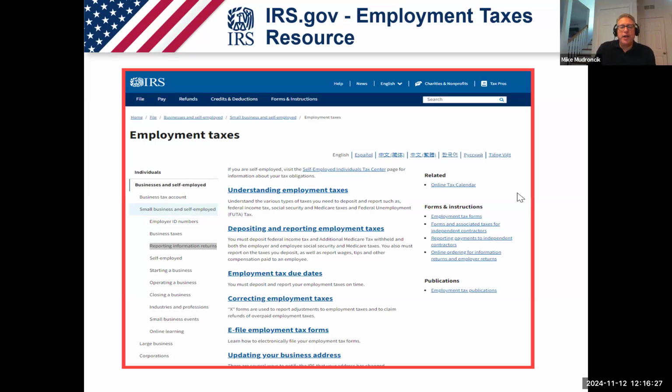There's a link to help you understand employment tax due dates. We always, unfortunately, do see some mistakes being made on employment tax returns and employment tax payments. And we've got a link to help you correct those mistakes when they do occur. We'll talk about e-filing all these forms that we're talking about, because we want you to use the e-file options, which are the safest, most secure, most accurate way to file these employment tax forms.